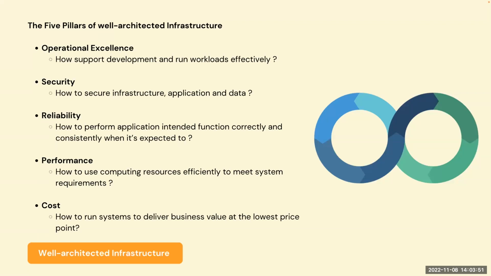Now, this is the last slide. Probably I'm also just going to mention a few things. For example, operational excellence. This is referred from the AWS Well-Architected Framework, how they call infrastructure: how to support development and run workloads effectively. So it's mostly about the process.